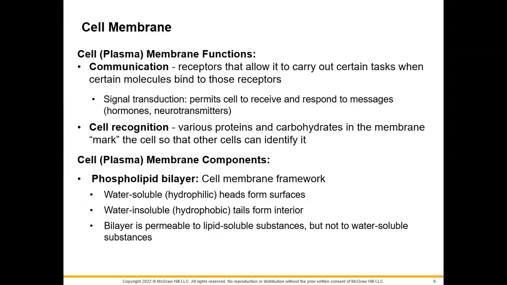The plasma membrane functions in communication with receptors that allow it to carry out certain tasks when certain molecules bind to those receptors. This is known as signal transduction. It permits cells to receive and respond to messages like hormones and neurotransmitters.